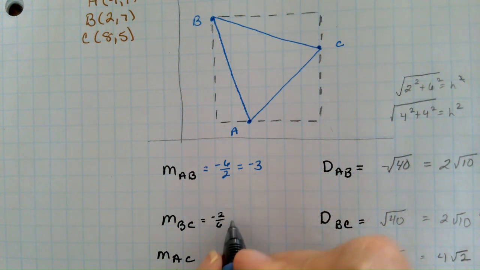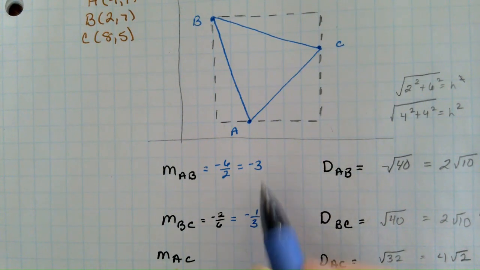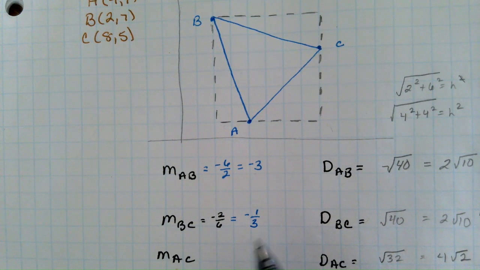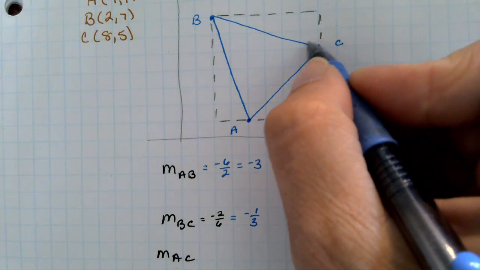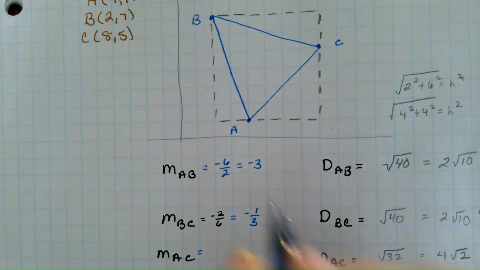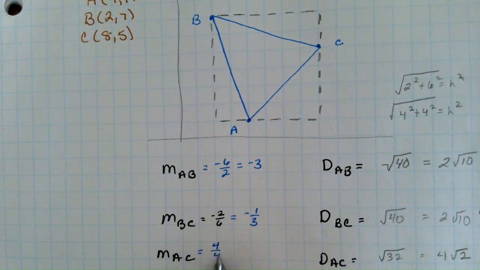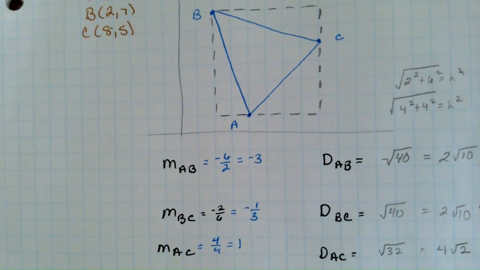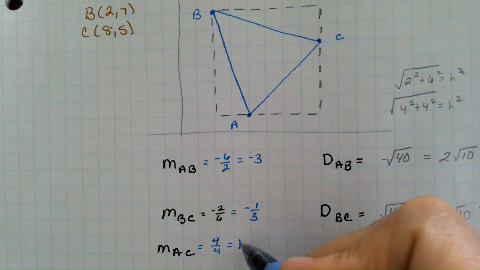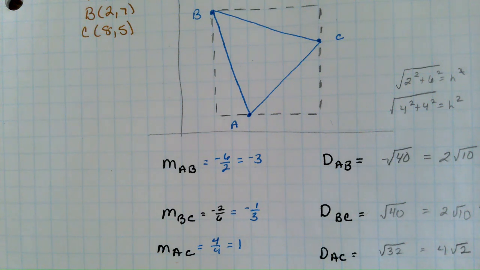I'm going to switch pens back. These are both downhill, so they're not perpendicular. The one that we really think could be perpendicular could be right here. We'll check that out. A to C, up 4 over 4. So 4 over 4 has a slope of 1. So that is not perpendicular to either line because when I multiply any two of these together, they don't multiply to -1. So this is not a right triangle. It's isosceles, but it's not a right triangle.